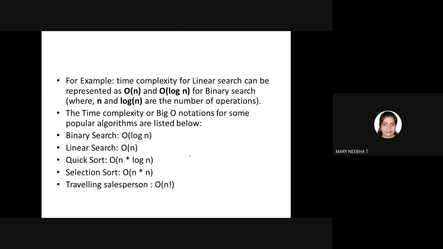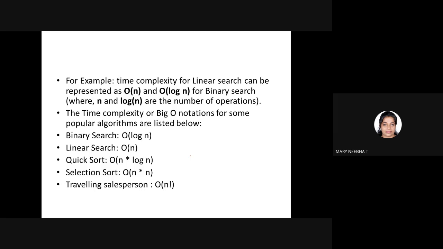So if you take linear search, if you have 10 numbers arranged 1 to 10 in ascending order, if I want to search 10, I have to compare 10 times. If I want to search 1, I have to compare 1 time. If I want to search 5, I have to compare 5 times. So linear search is represented by order of n. If I have 100 elements, if I want to find 100, I have to check 100 times.